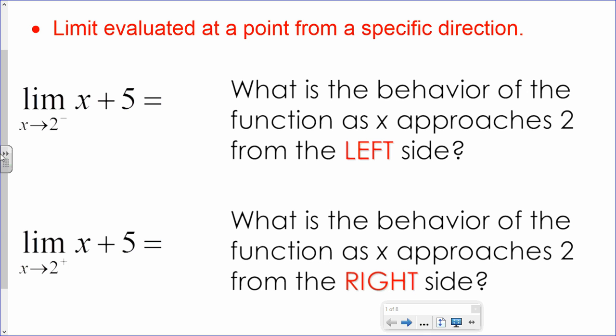Okay, the first thing you're going to need to be able to do on the quiz tomorrow is look at a graph and figure out right and left hand limits. So I'm going to go to a picture of a graph and I want you to draw it. It doesn't have to be beautiful, but I want you to draw it so you have it to reference. And we're going to talk about some left and right hand limits.